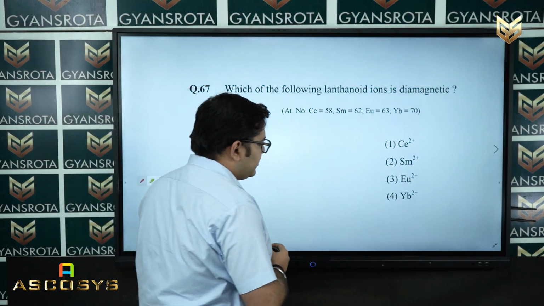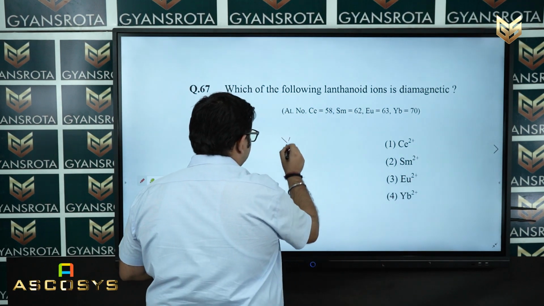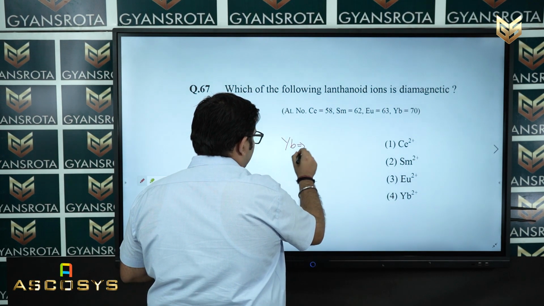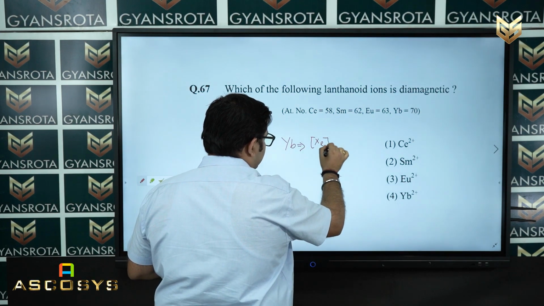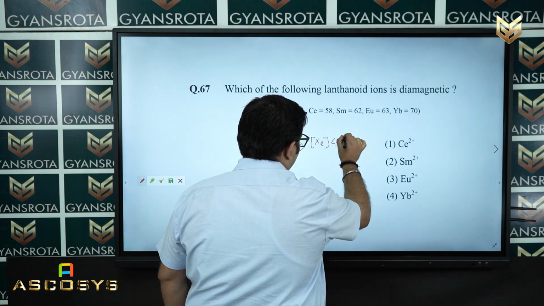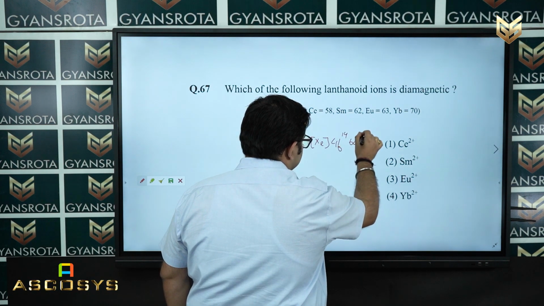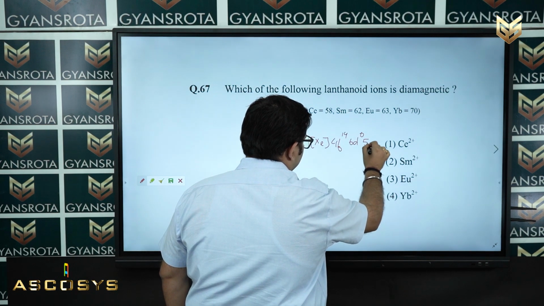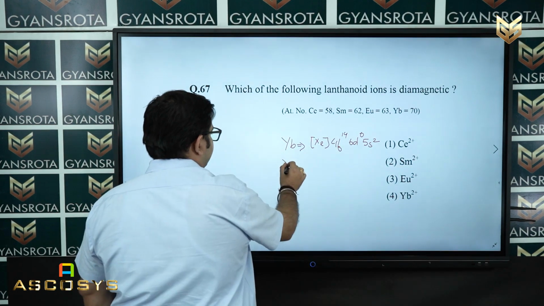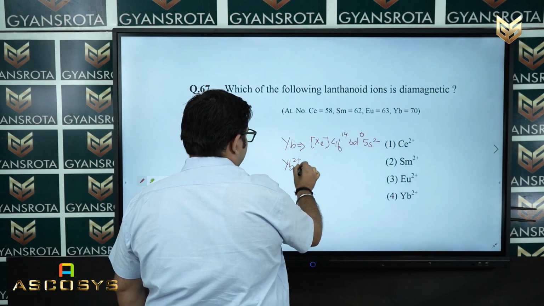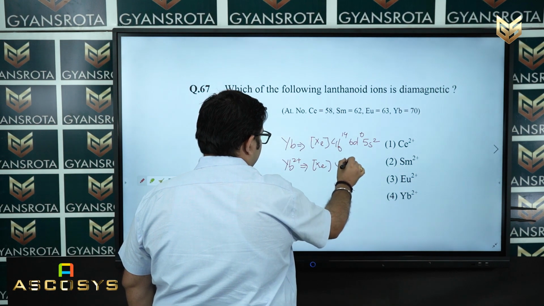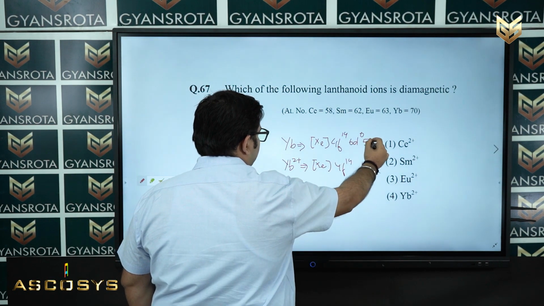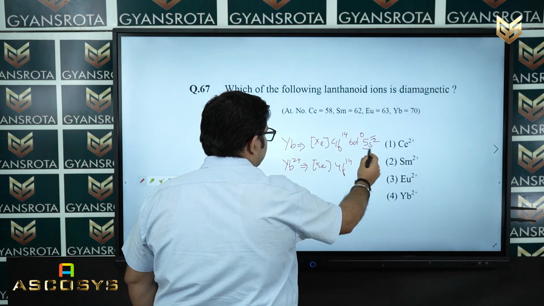If you see ytterbium, the electronic configuration is Xenon 4F14 6D0 5S2. Now, ytterbium 2 plus will give you Xenon 4F14, because 2 electrons leave from the 5s orbital.